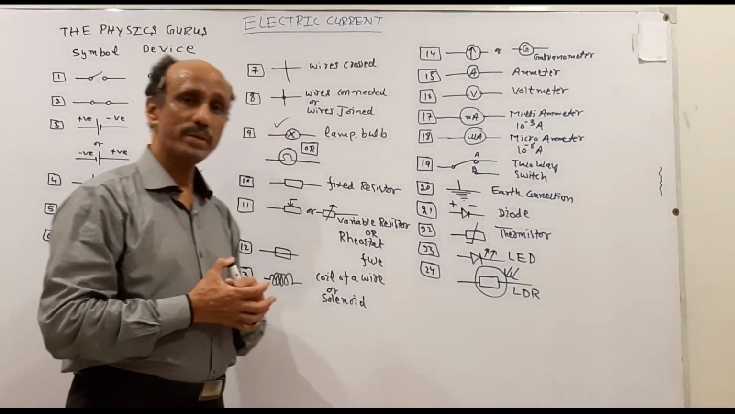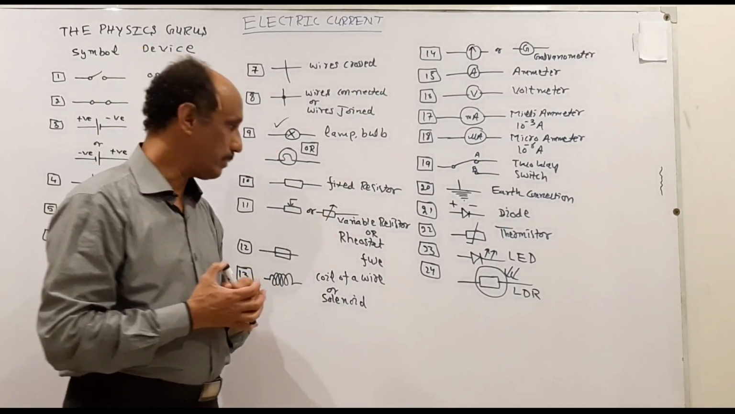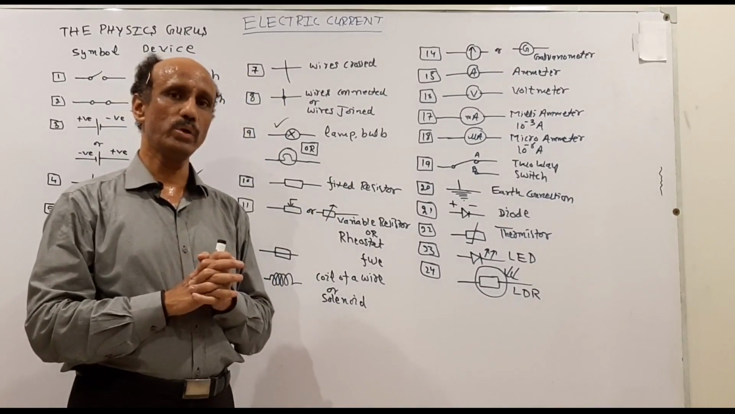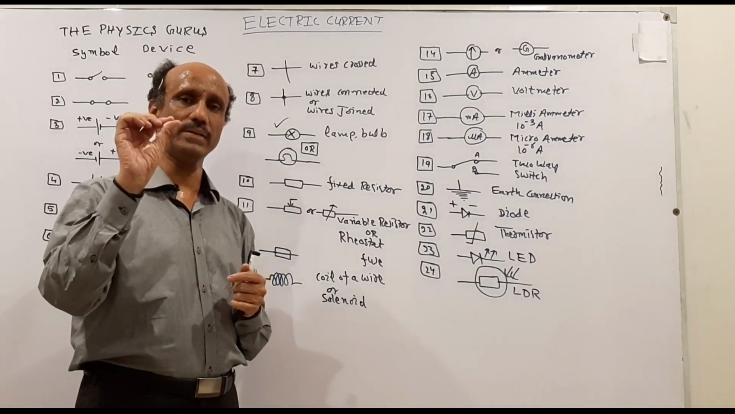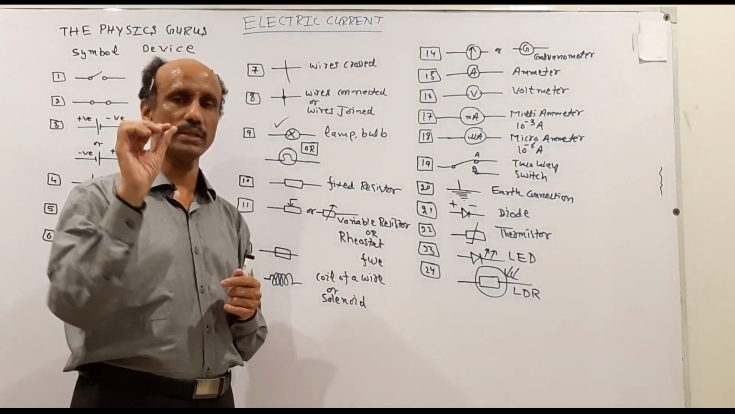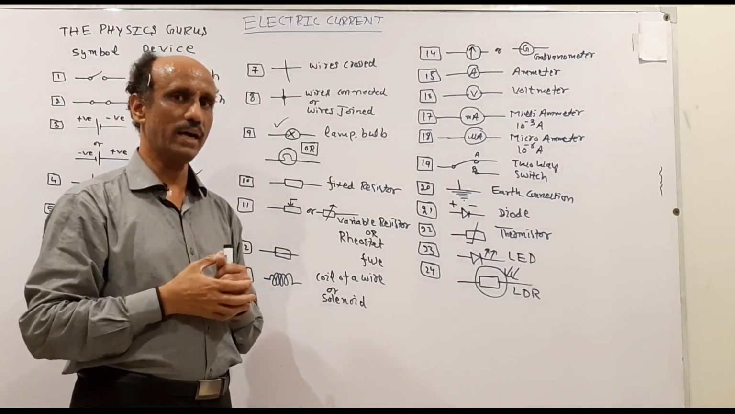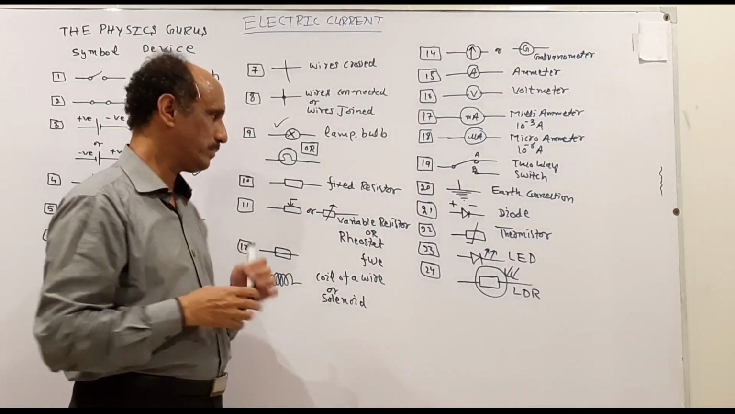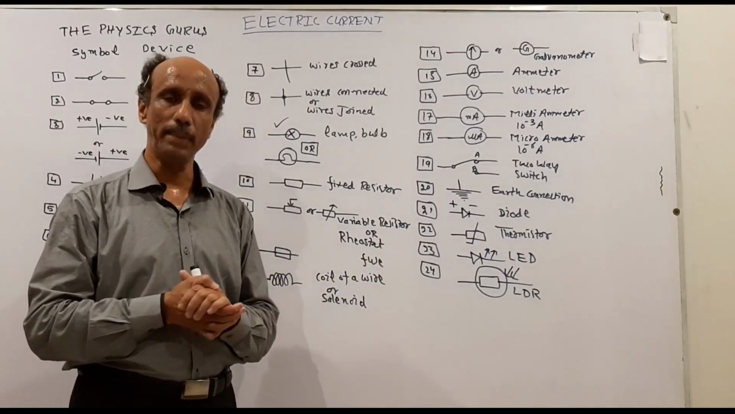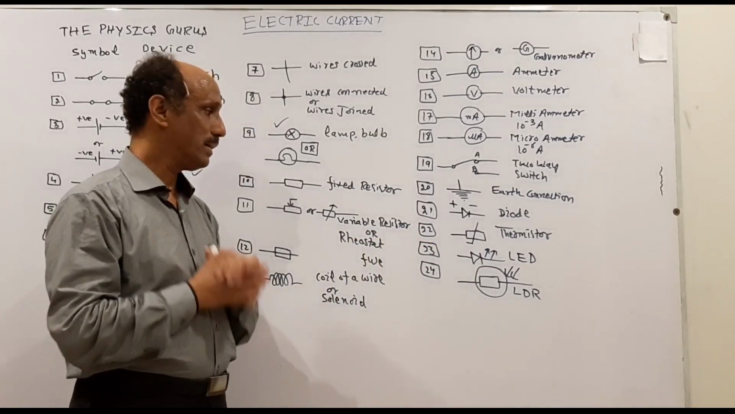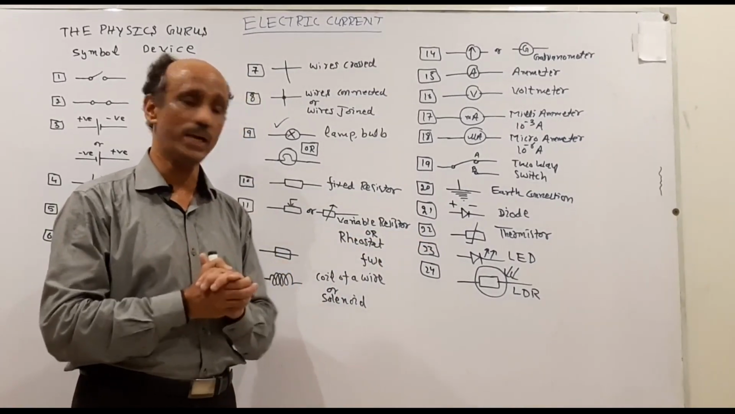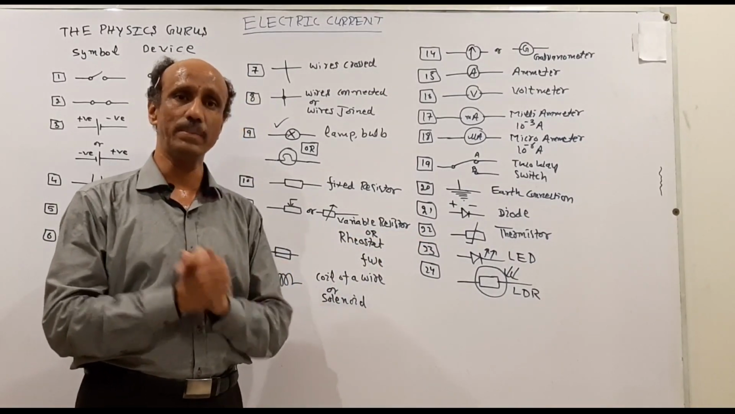For the time being, you have to remember the symbols of these electrical appliances. Then the LED. When you switch on the TV, you will observe that there is a red light which will blink, which shows the TV is switched on. That is the LED. It is emitting the light. And then the last one is the LDR, light dependent resistor. LED means light emitting diode and LDR means light dependent resistor.